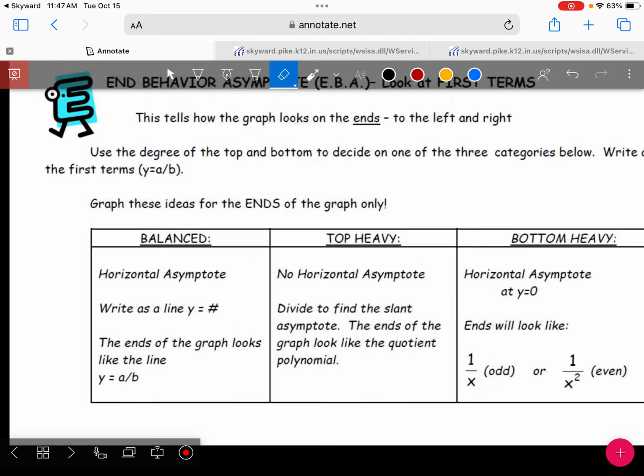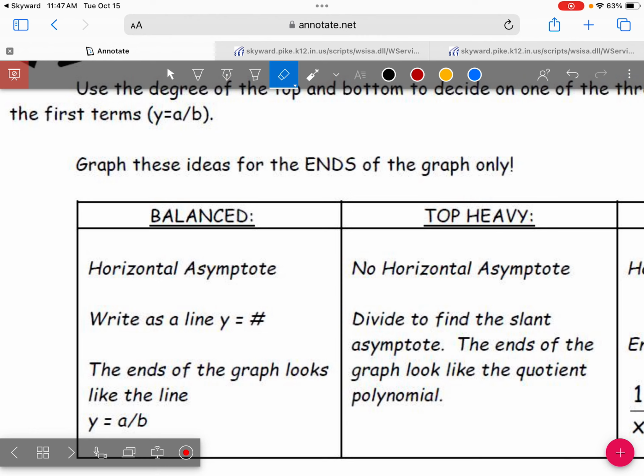When I say balance, I'm talking about the exponent. Balance means you have the same exponent. That's what that means. Same exponent top and bottom.